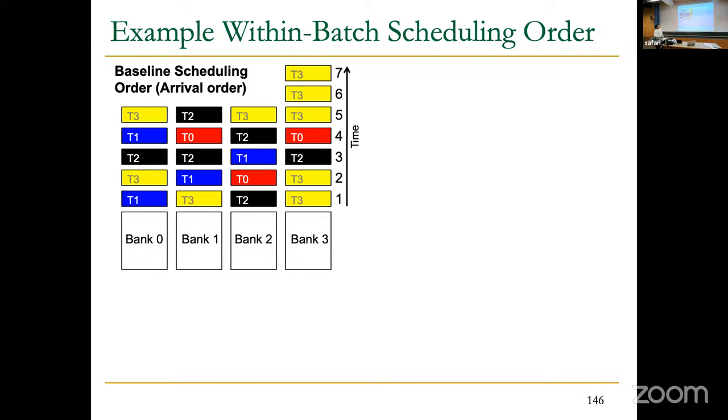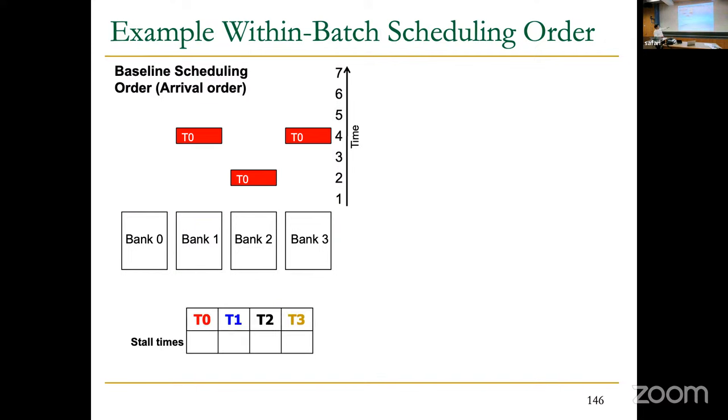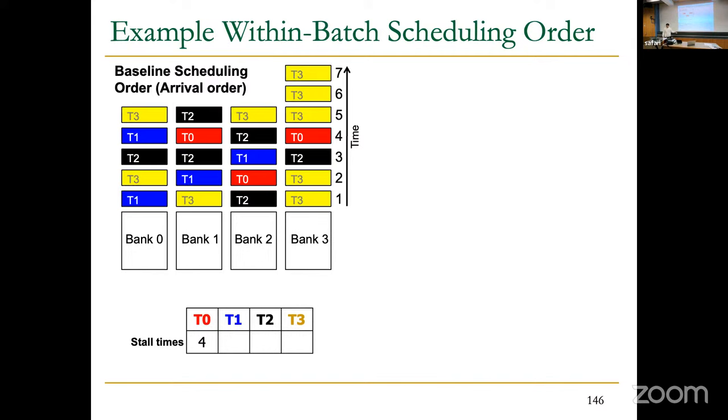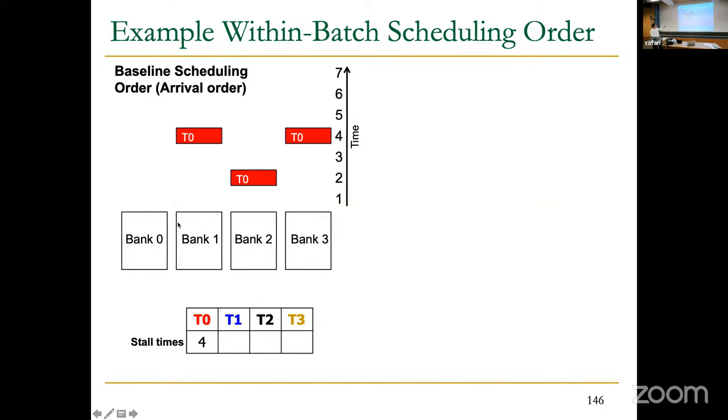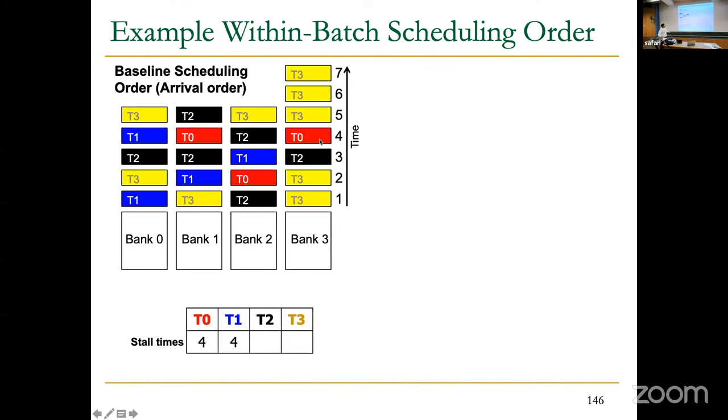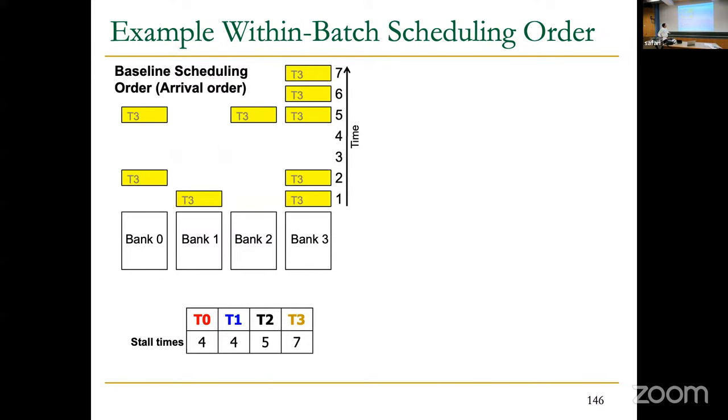So this is how we execute, basically how we issue these requests in case we don't have the ranking implemented. And we'll see how much each core stalls. So T0 stalls for 4 units of time, right? Basically, this is also a timeline of requests that are issued at the same time. So any request that's at this level in time, they're scheduled at the same time. Any requests here, they're scheduled at the same time. This is why T0 has a stall time of 4, basically, because the last requests are executed in time unit 4. And T1 has 5, no, T1 has 4, T2 has 5, T3 has 7.